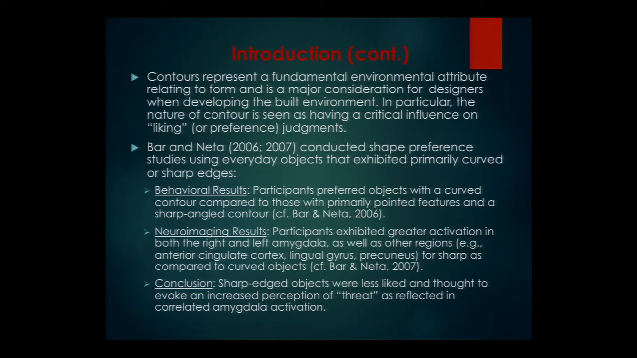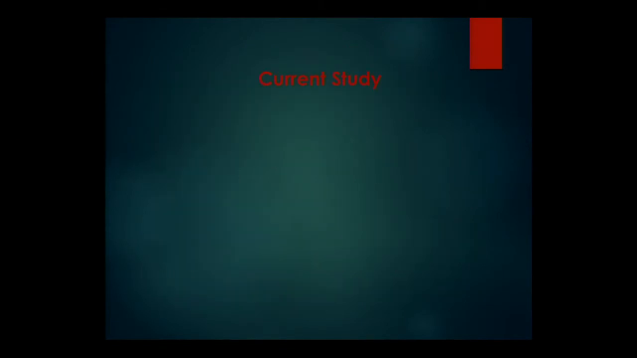And so Barr and Nanda, taking their behavioral results and their neuroimaging results, came up with the following conclusion: that sharp-edged objects were less liked and thought to evoke an increased perception of threat as reflected in this correlated amygdala activity. So we're using the amygdala as a barometer of threat, which they believe is responsible for the bias for people liking curvilinear contours as opposed to those that are, I should say, angular. Okay, so far?